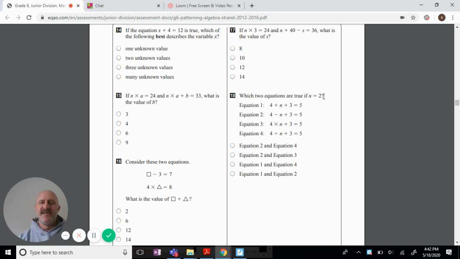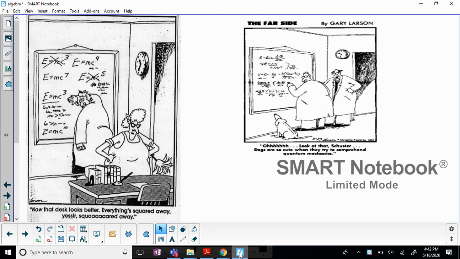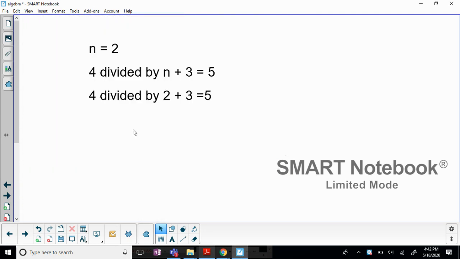So they're going to have you replace all of the variables of n with the number 2. And you have to find out which of these equations, when you work them out, equal 5. So let me show you again what I mean and how order of operations will help you. So for one of these, if you're trying to figure out if this one equals 5, let's take a look at it.